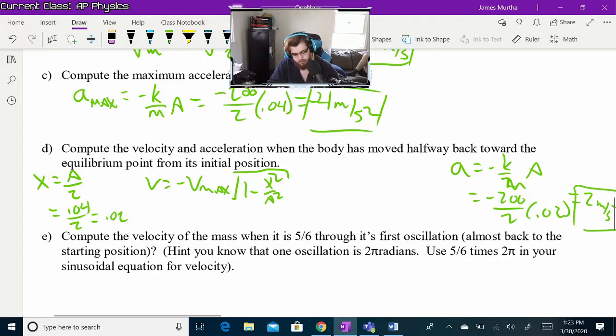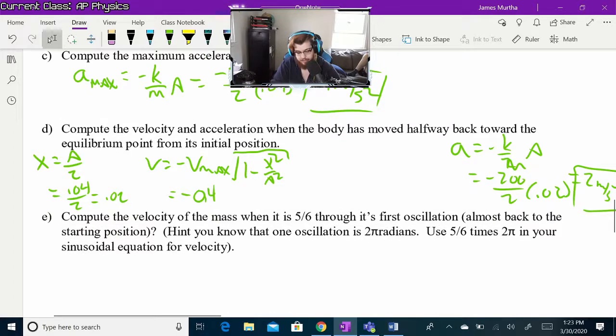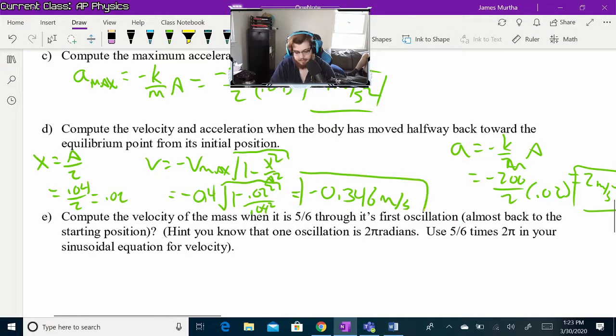And so we go in, and we know that our max velocity was negative 0.4, right? Yeah, 0.4. And that times the square root of 1 minus our new, which is 0.02 squared, over 0.04 squared. We have to plug all that in. I know it looks like a mess, and I'm sorry for that. It's really hard to write small on this screen. When we plug all that in, what we end up getting is negative 0.346 meters per second, which is not half of what it used to be.